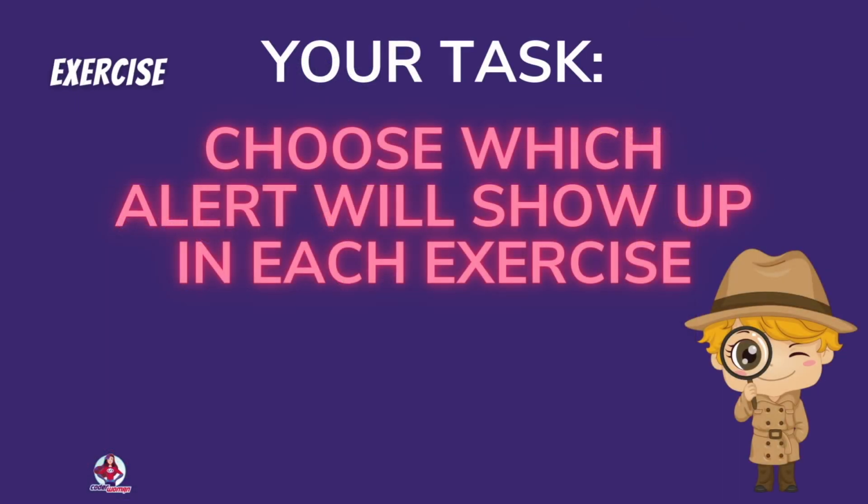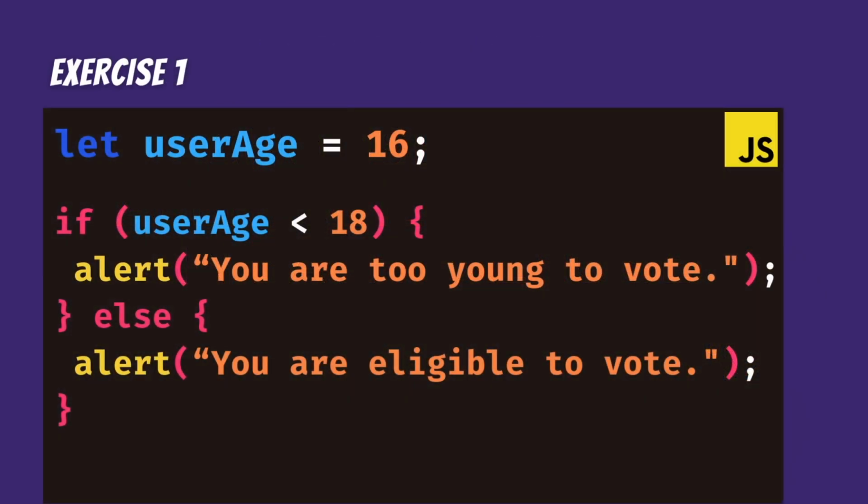Alright, for the final part, I've set up some coding exercises for you to practice what you've learned. Your job is to figure out which alert will show up in each exercise. Here's the first task. Look at the code, pause the video for a moment, and decide which alert will show.